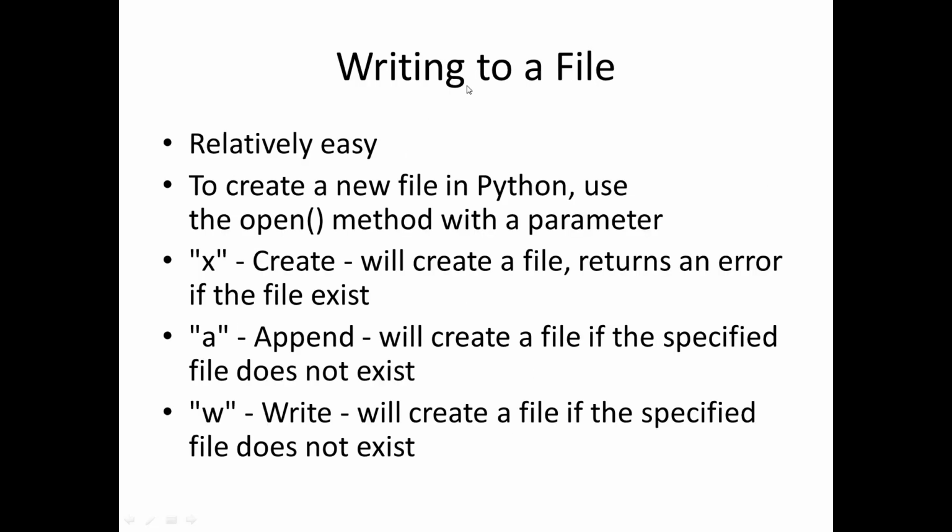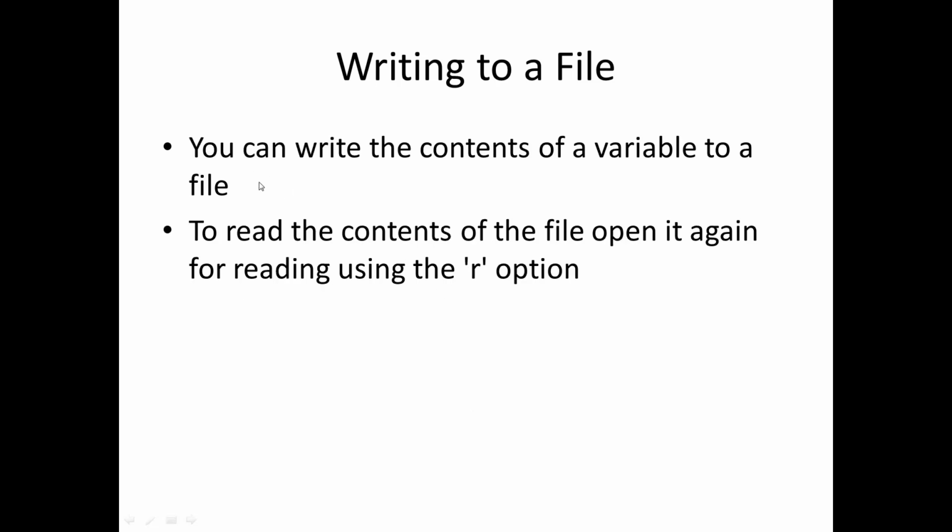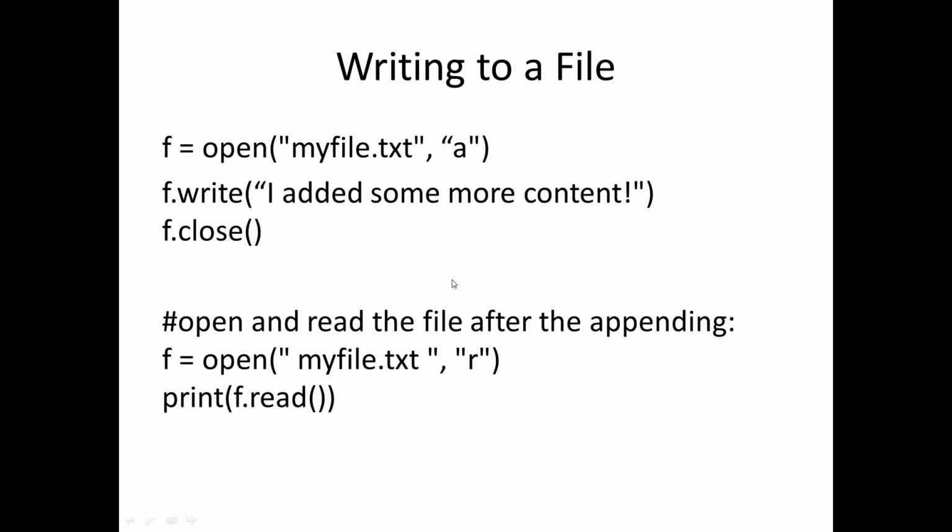Writing to a Python file is relatively easy as well. We still need to open the file, but we use different modes. We use different parameters. X will create a file. If the file already exists, you'll get an error. A will append. W will write data if the specified file does not exist. You can write the contents of a variable to a file, and you're going to see an example of how we put data in a variable and then we write it out to a file. If you want to read the contents of the file and open it again, just simply open it with the mode of R. Here's an example.